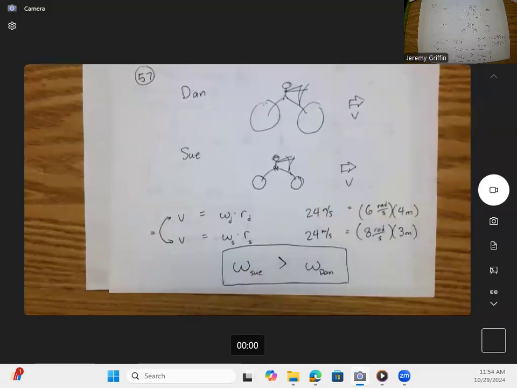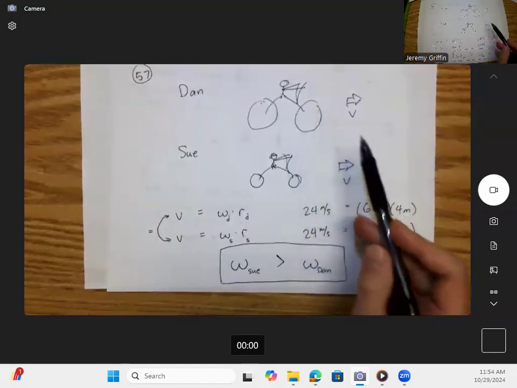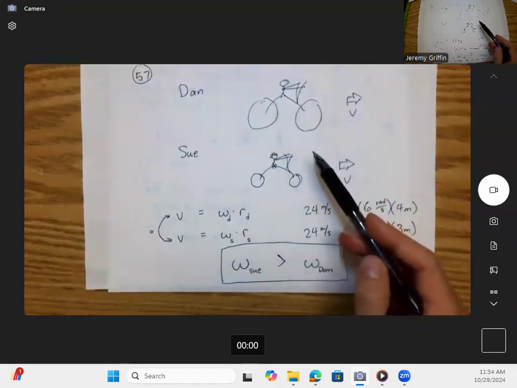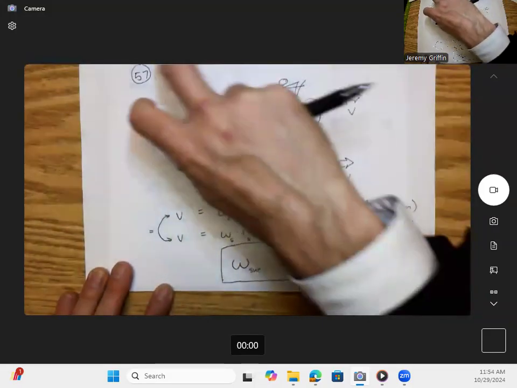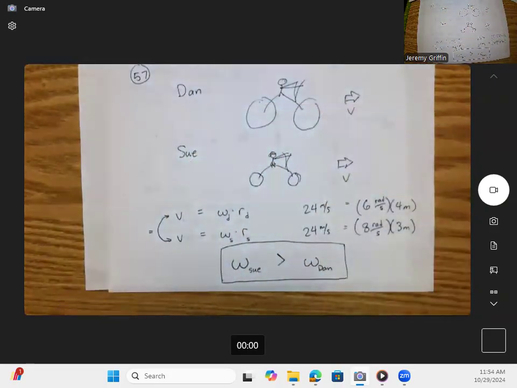If you've got itty bitty wheels, you have to spin real fast. If you've got giant wheels, they don't spin very fast at all. You can put them right next to each other, and they could be traveling side by side.